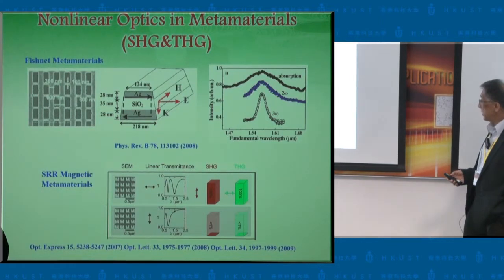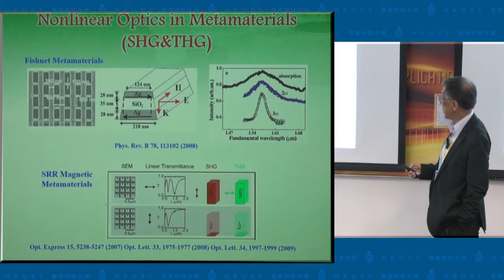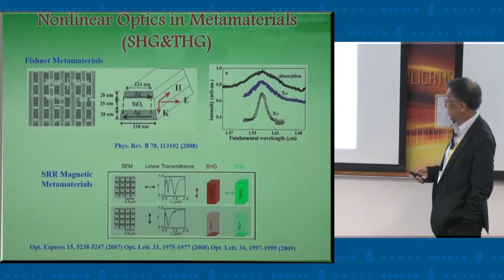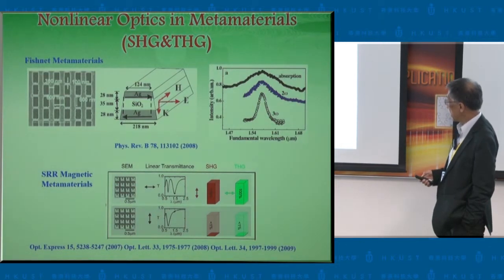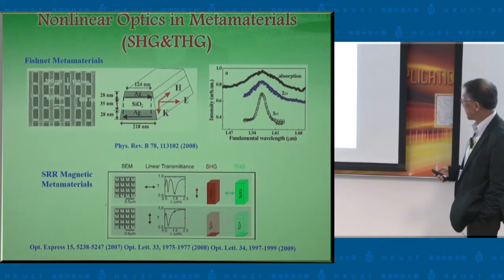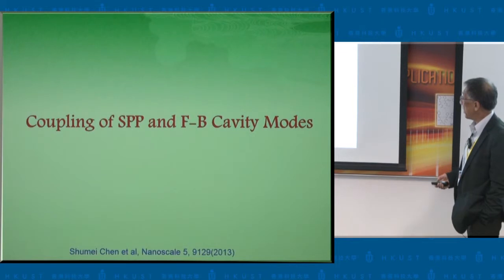Some of the properties here, very briefly: for example, a fishnet metamaterial can generate second and third harmonic through the electric enhancement. For the magnetic one, here is the split ring. Again, you can see that it can selectively generate the second and third harmonic. So all this is proved to be quite possible.